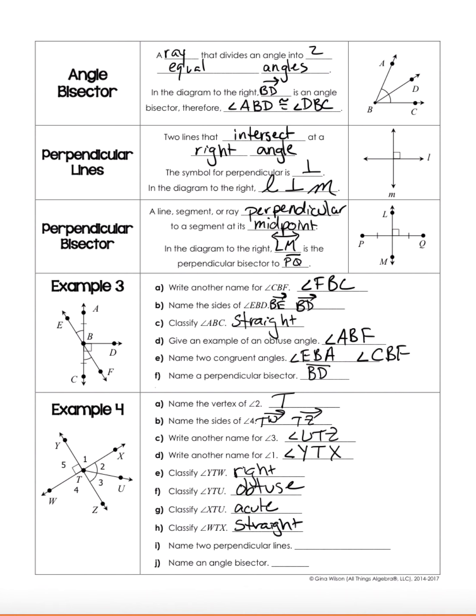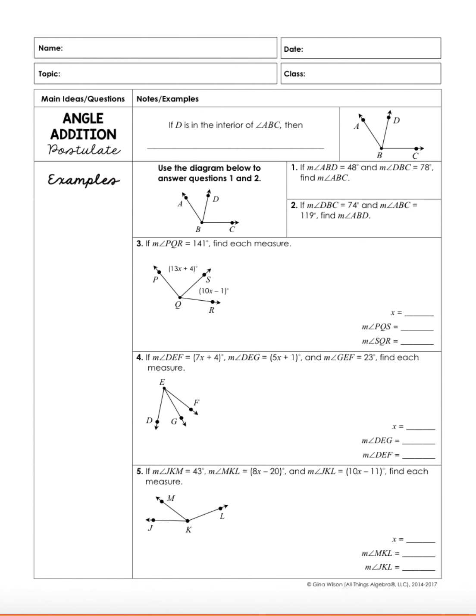Name two perpendicular lines. Here's the right angle, so we can have WX and YZ. And an angle bisector, we can see that we have these two congruent marks, so TU is our angle bisector. We can call that ray TU. All right, so lots of vocabulary. Now, let's move on to angle addition postulate.